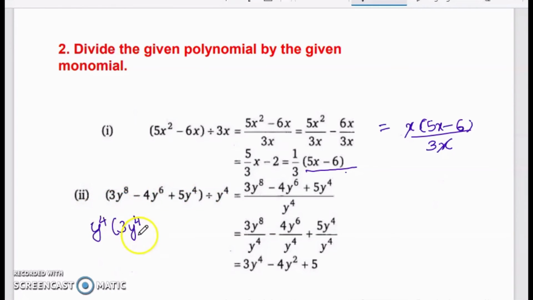So what remains inside the bracket is 3y raised to the power of 4 minus 4y square plus 5, divided by y raised to the power of 4. Now you can cancel out these two. So you will get this answer, and same answer you are getting here also. 3y raised to the power of 4 minus 4y square plus 5.